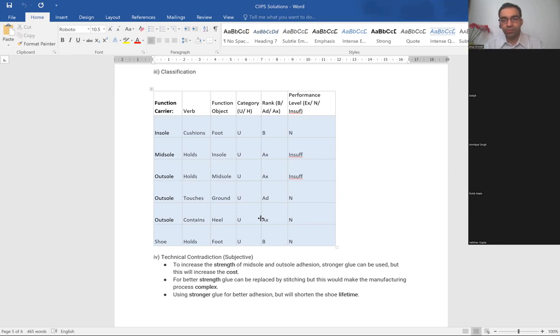Any questions? Anything that you need clarification on? Any confusion here? So why is this function diagram and this classification necessary?